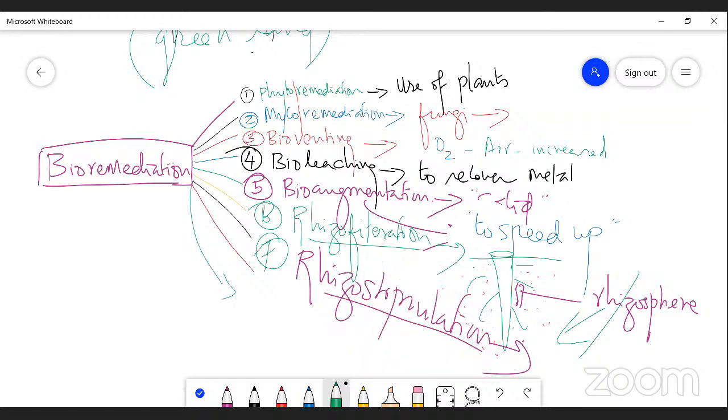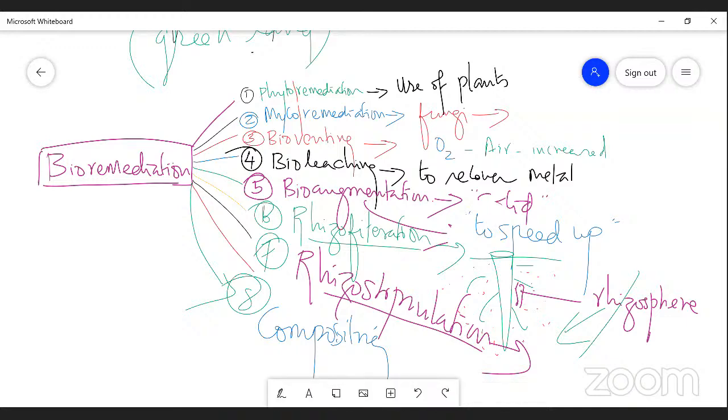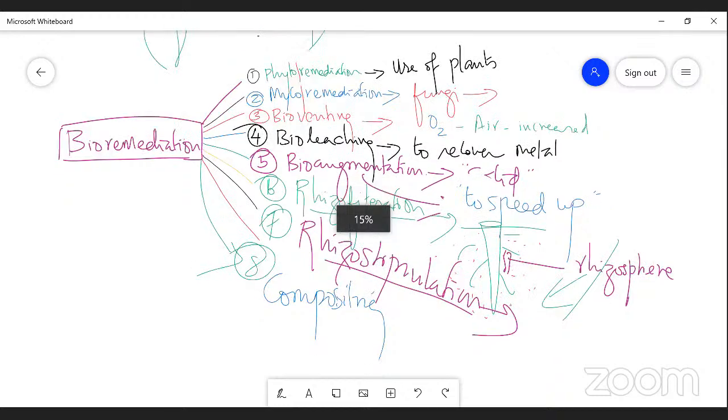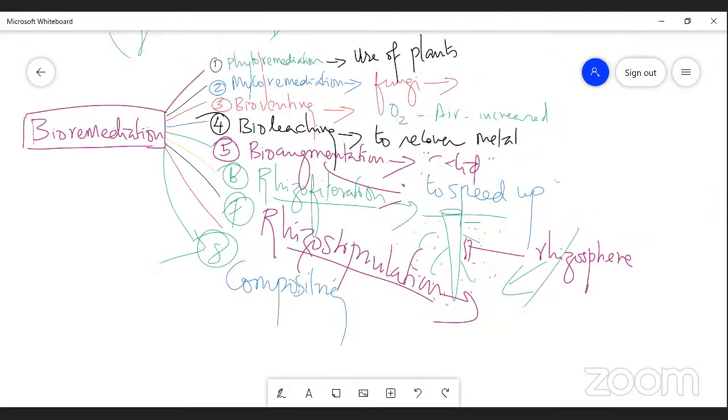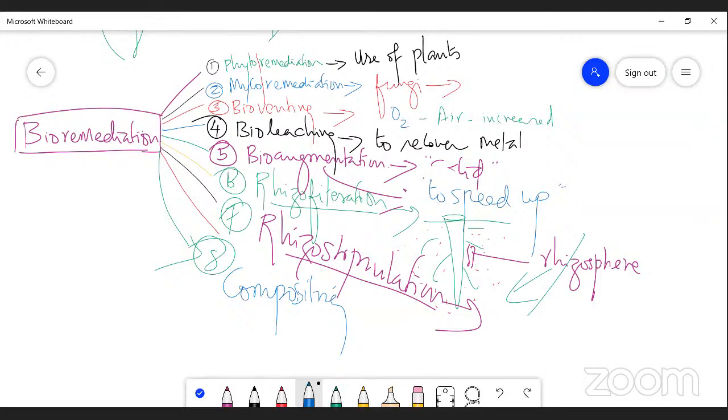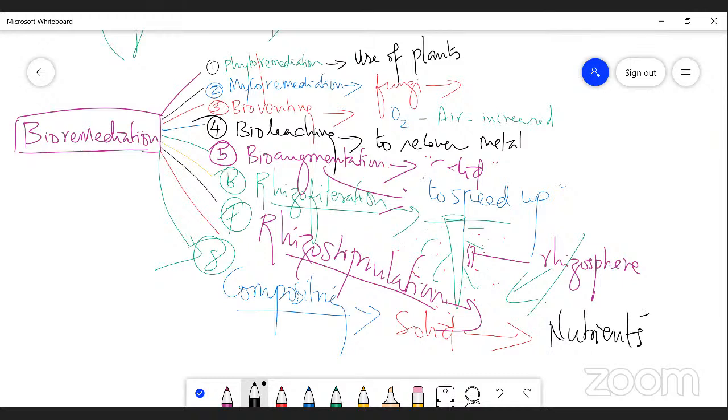Dear students, please understand, it is the eighth one, composting. Composting is nothing but the use of solid substances which are going to cause pollution, right? Simply I can say the solid pollutants are converted into usable nutrients, right? Usable nutrients. So that is called composting.